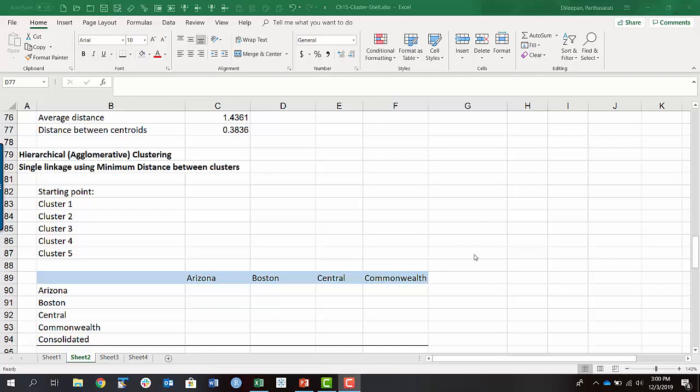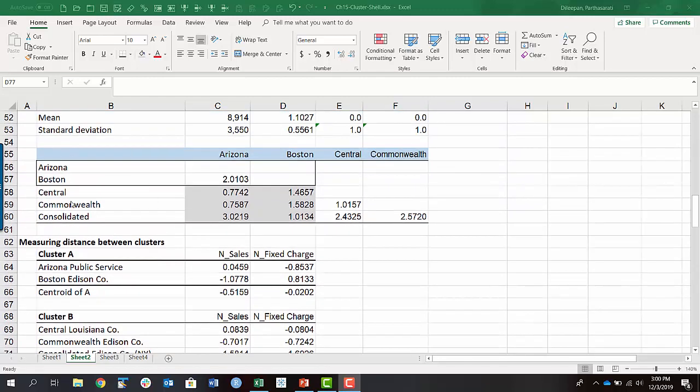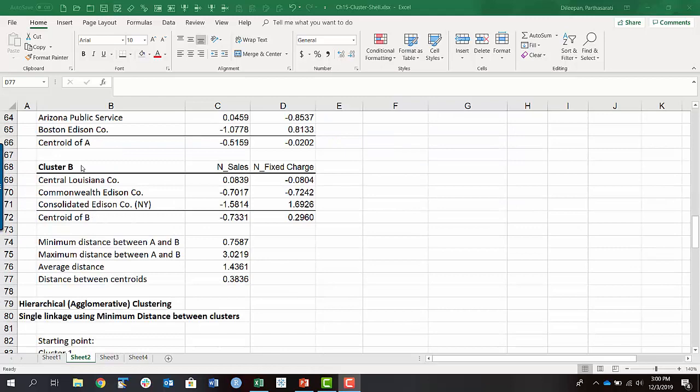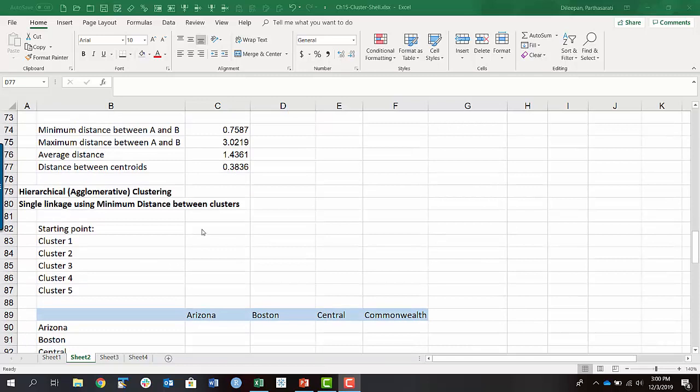Okay, now let's look at the single linkage agglomerative clustering with our example. And remember, we are only going to use two variables and only five observations. So we want to cluster these five observations. We start with each observation being a cluster, so there are five clusters.